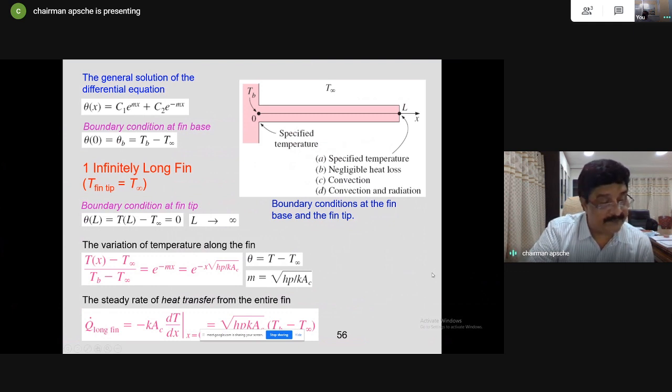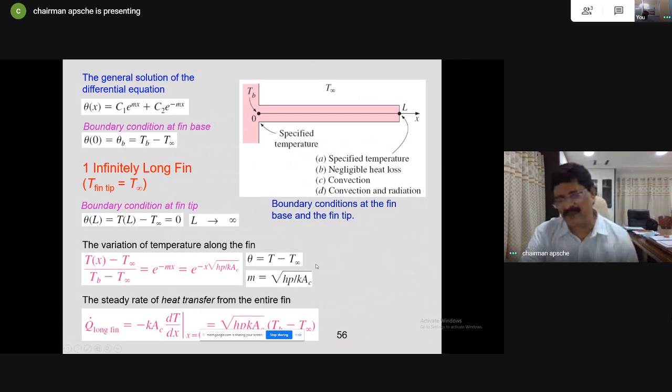What conditions make the fin effectiveness and efficiency equal? See, this is another question asked. You cannot compare them. Fin efficiency is the ratio of the actual heat transfer taking place in the fin divided by the maximum possible heat transfer that can happen through a fin. I explained what efficiency is.